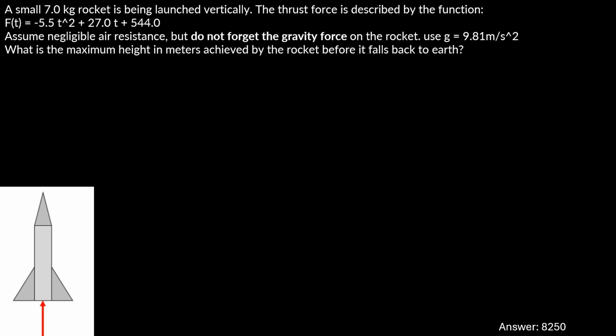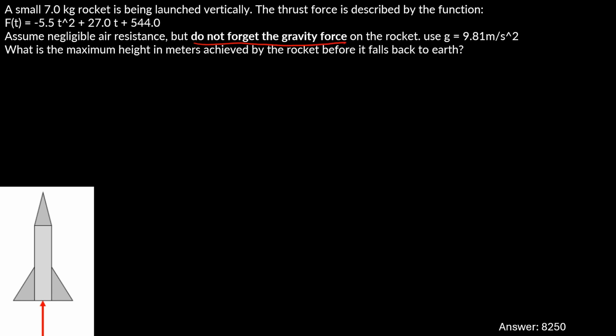A small 7 kilogram rocket is being launched vertically. The thrust force is described by the function f(t) = -5.5t² + 27t + 544. Assume negligible air resistance, but do not forget the gravity force on the rocket. Use gravity equals 9.81 meters per second squared.